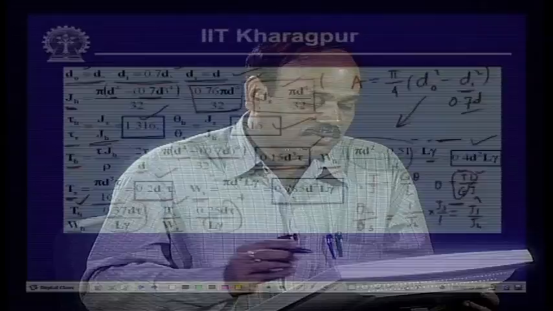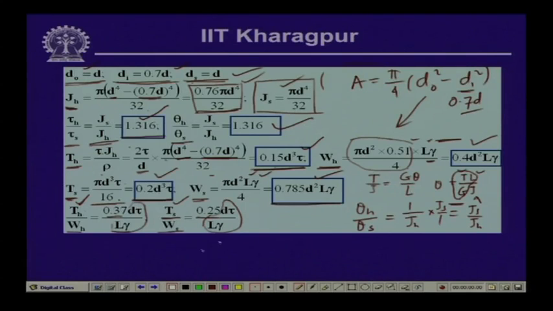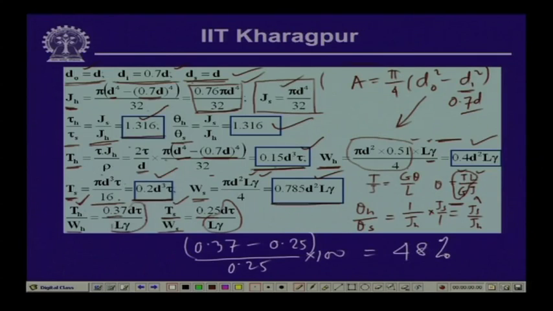And how much is the difference? If we look into it, it is 0.37 minus 0.25, divided by 0.25, times 100. So, this is 48%. So, as we can see, in case of the hollow shaft, we have 48% more strength to weight ratio. These two examples demonstrate clearly that a tubular shaft is more efficient than a solid shaft.